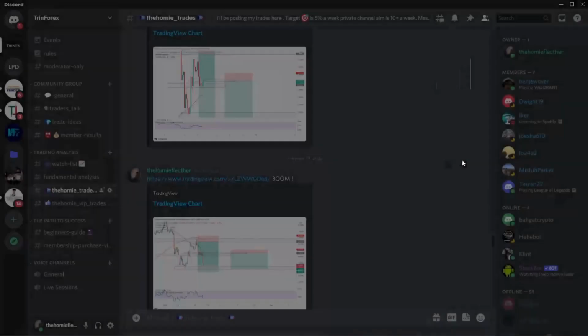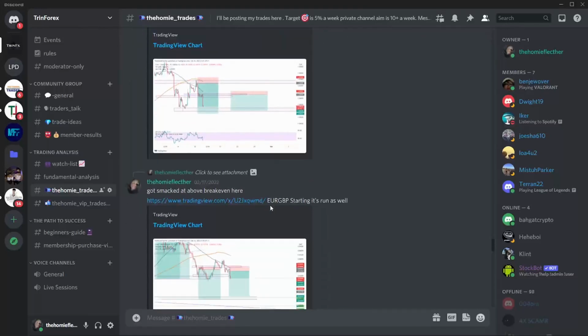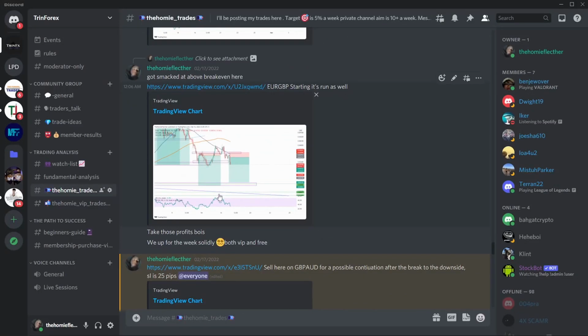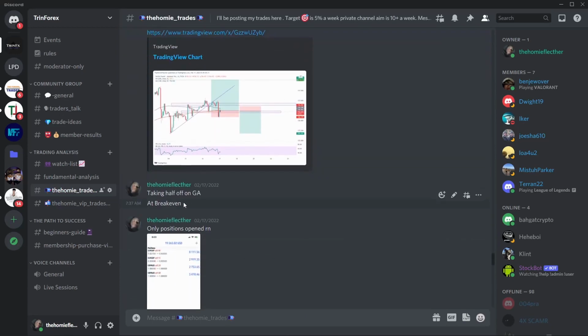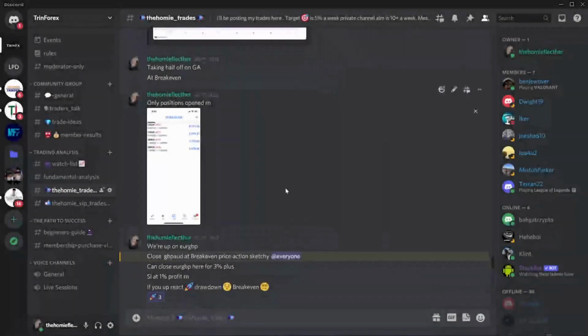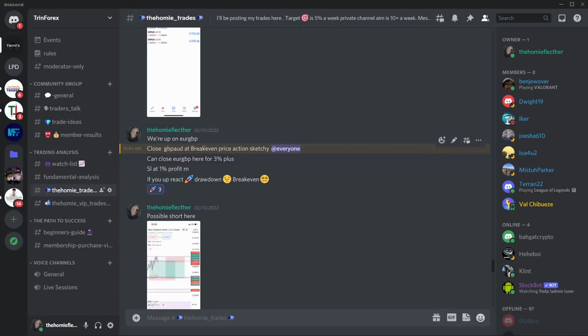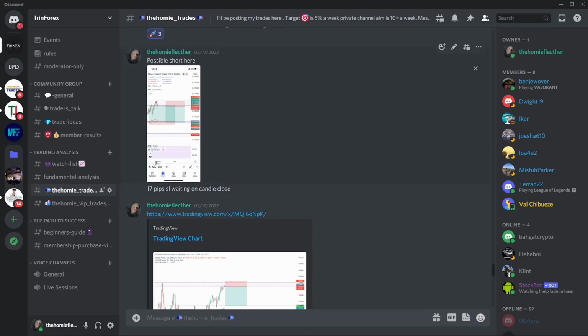Price pushed down, gain profit again as well, and the Euro GBP started playing off as well, starting to roll off too, right? This was where we took the sell on the GBP AD, and then we exited at break even right here, half off. These were my open positions at that point of time, and as you can see, the GBP USD played out. We closed at break even. Euro GBP closed here for 3% plus. Stop loss at 1% profit right now if you decided to leave it open.